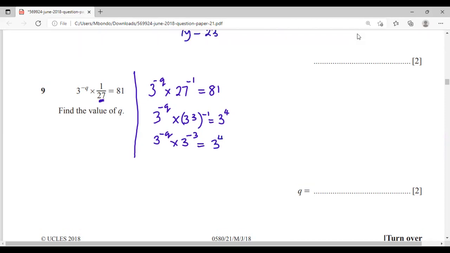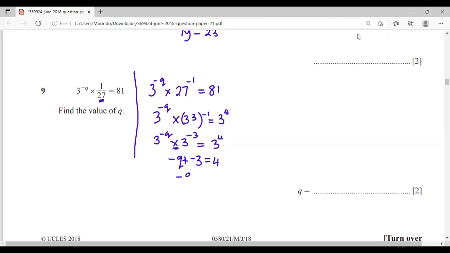And then at this point now, the base is the same, so we can work with the indices. On the left-hand side of the equation, we are multiplying. When we are multiplying powers of the same base, we add the indices. So it will be q plus negative 3 is equal to 4. We equate the indices back.